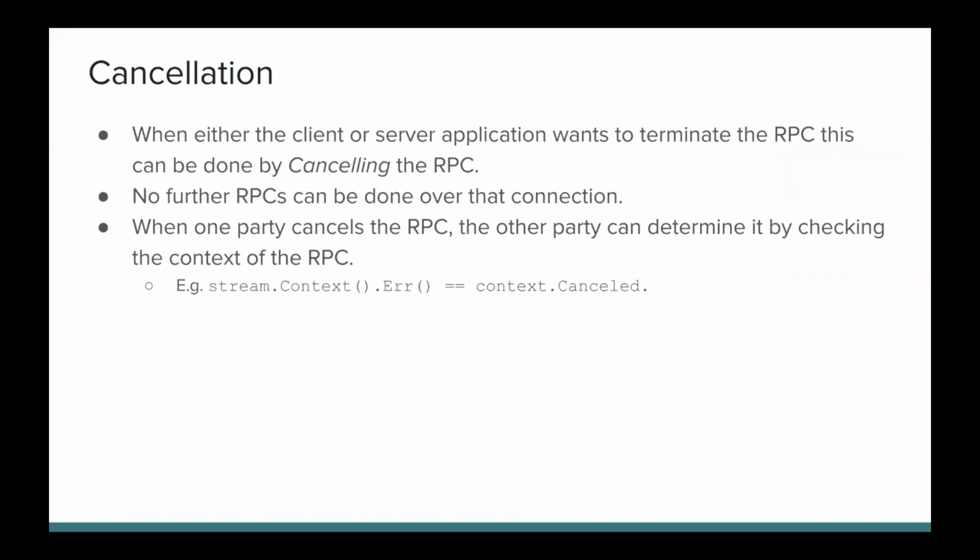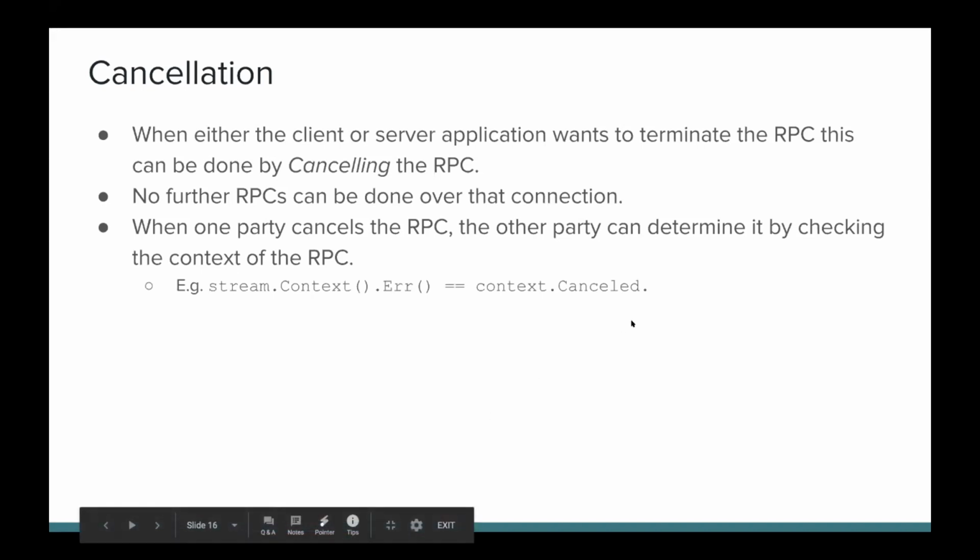Then the next one is cancellation. When you initiate a gRPC channel, from either the client or the server side, you can determine when to terminate the connection. For example, if you're doing streaming and you want to terminate the connection by looking at a particular message streamed over the network, you can just cancel the connection from either of these sides.